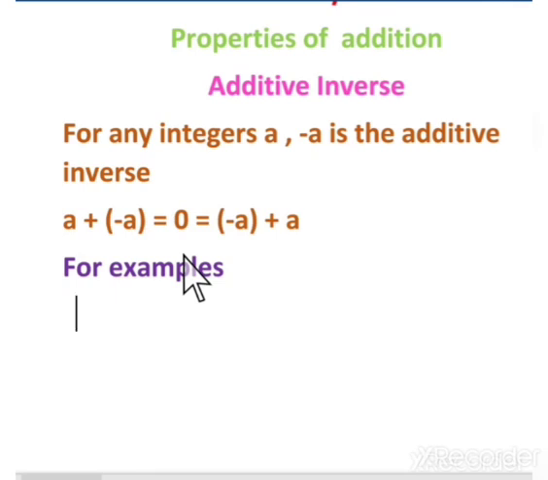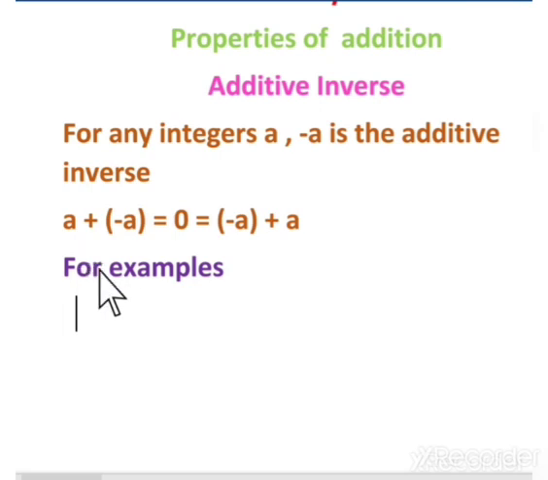Now we are going to see another property of addition, that is additive inverse. For any integer a, minus a is the additive inverse. If a number is given, writing it with the opposite sign is the additive inverse. And it also comes under the equation a plus minus a. If we add a pair of the same number with different signs, then the answer will be 0.